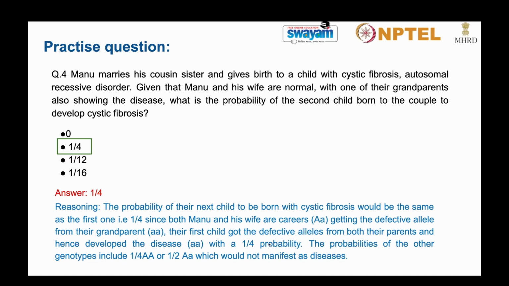So it's clear with this that both of them have this capital A small a. So it can be drawn using the Punnett square, right? Yeah, with that also you can do.